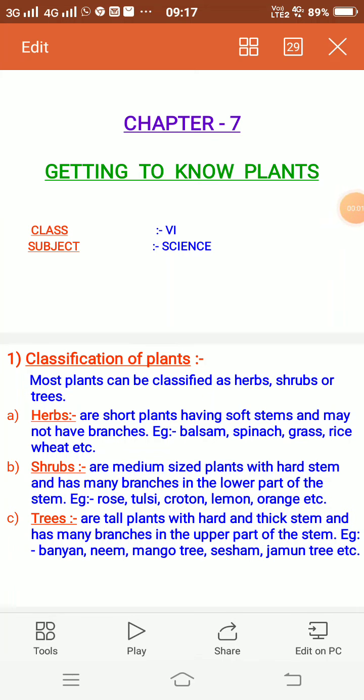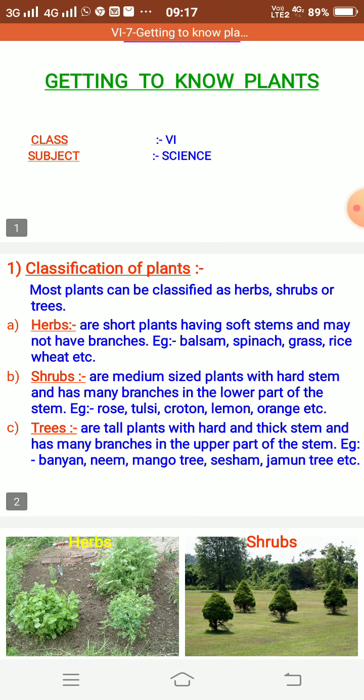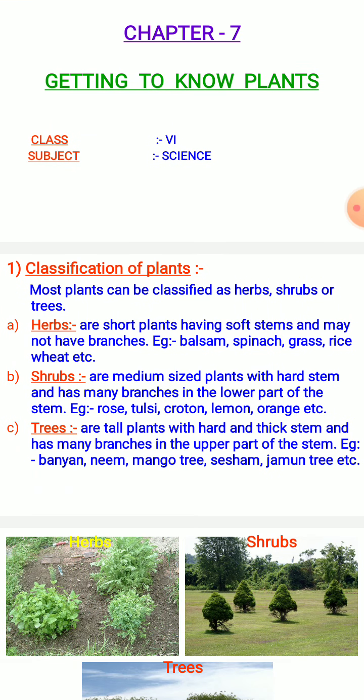Dear students, we are going to discuss Chapter 7, Getting to Know Plants. So we will classify the plants into different categories. Number 1 is herbs. Herbs are the short plants having short stems and may not have branches. Example, spinach, grass, rice, wheat, etc.